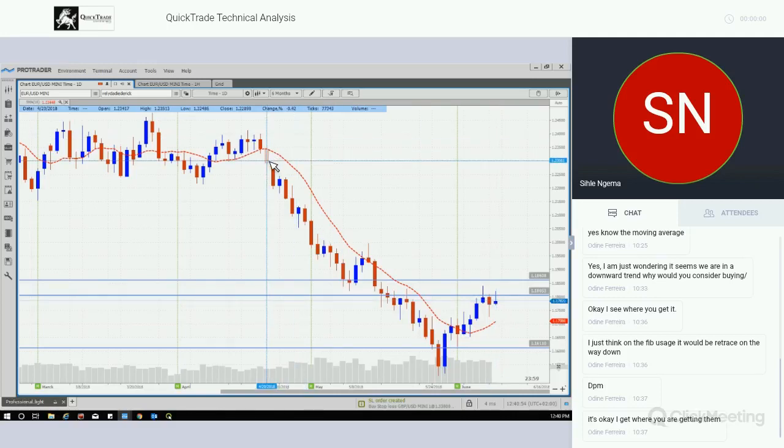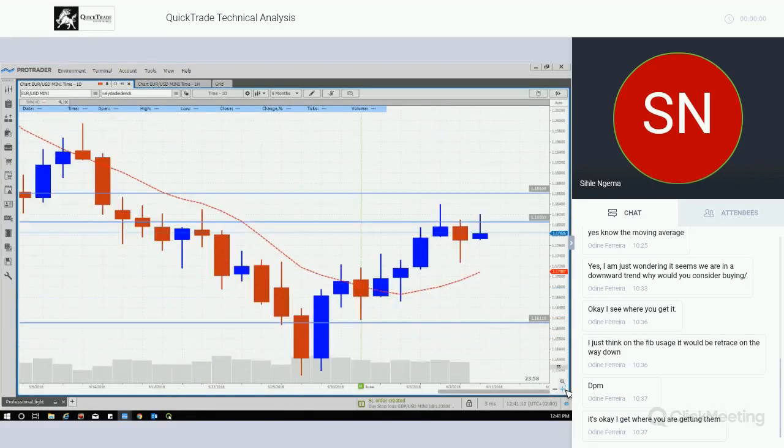What we are waiting for is the price to cross and close below the moving average on a daily chart like this. This is what we expect the euro to do going forward. If we can get a close below the simple moving average, that's where we're going to go in and start selling the euro US dollar.